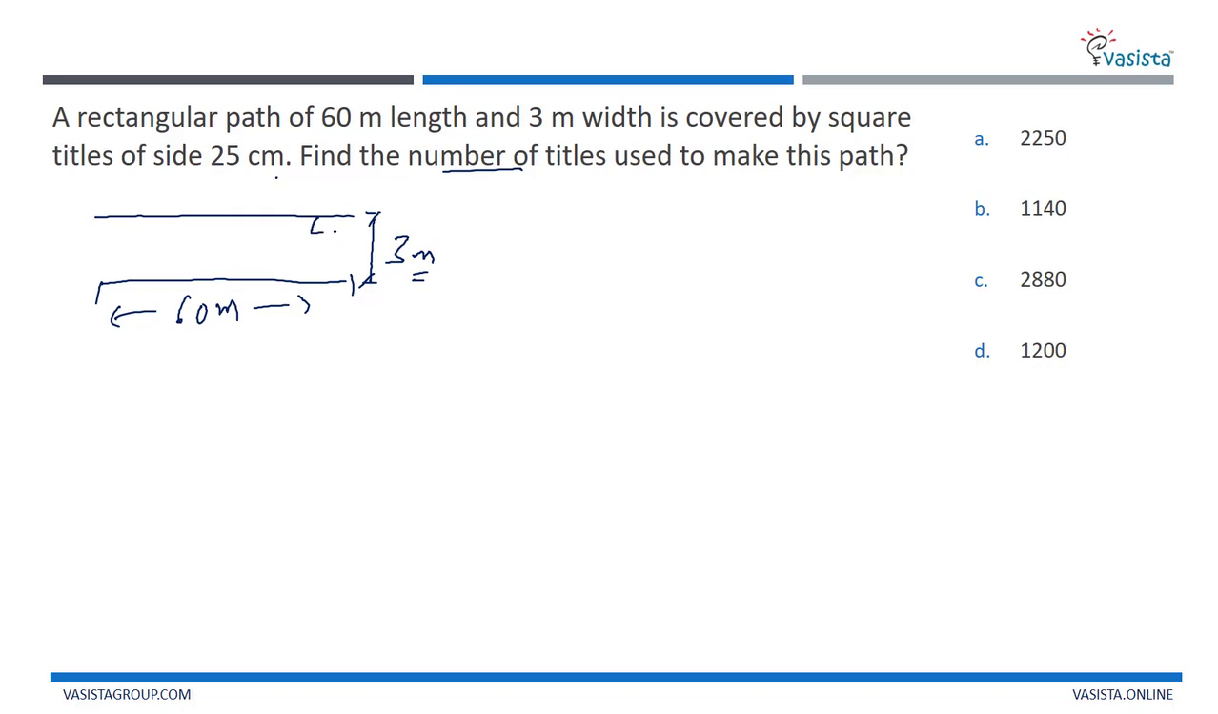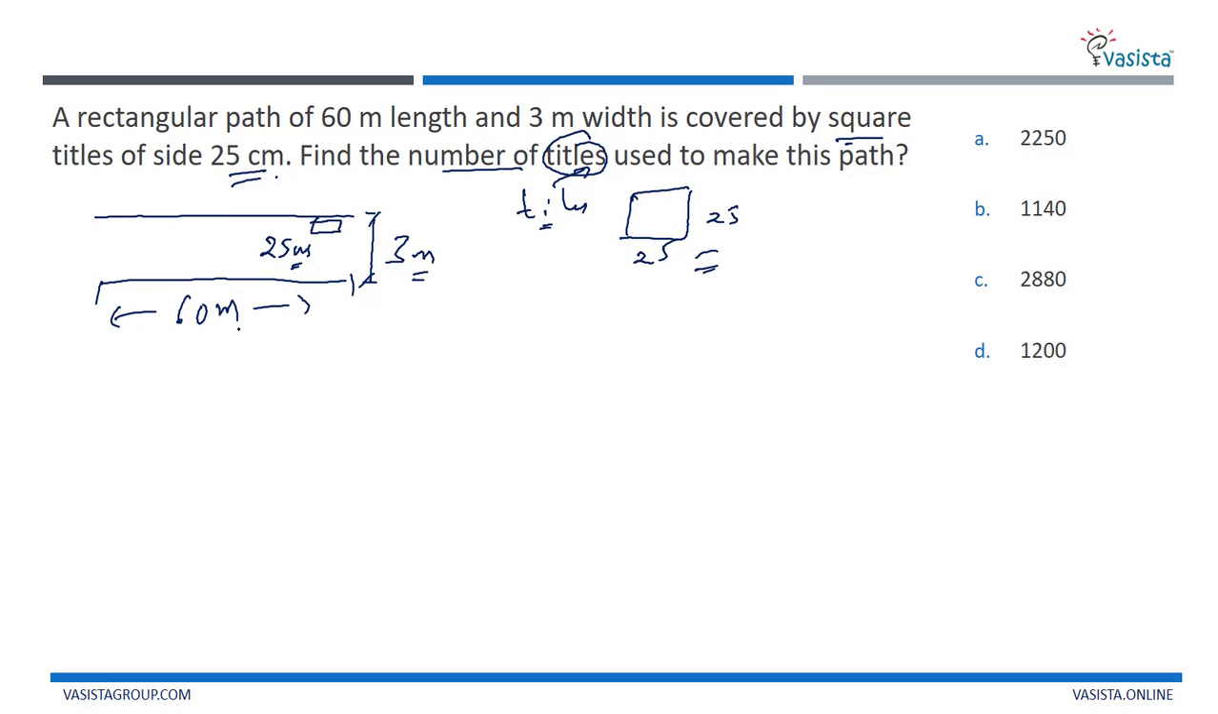So we are supposed to place the tiles here, right? Tiles. So what is that? 25 centimeter, they have given, that is square. So this is going to be 25 and 25. So what we are supposed to find is the number of tiles. It is a typo, it is called tiles, right? So how many tiles we need to fill this particular path, right? That is what we are supposed to find.